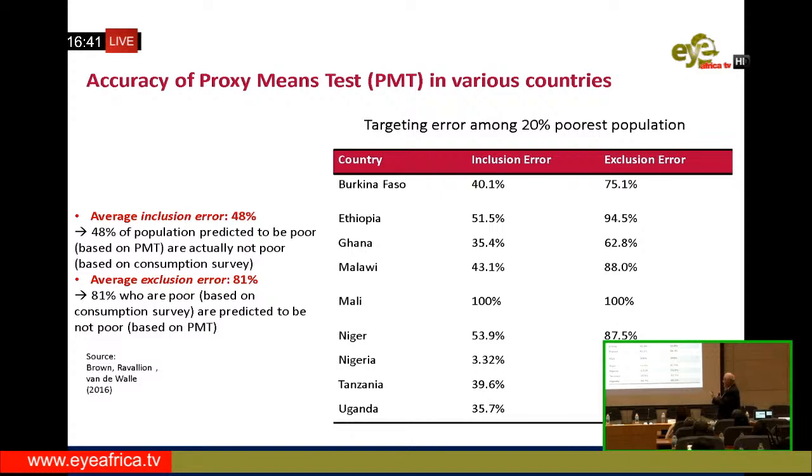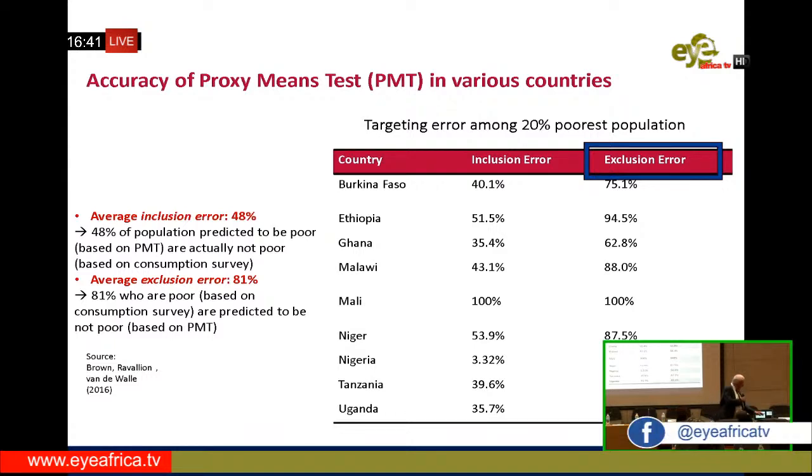This is again another table of a study we made together with Brown and Verlian and Van der Wallen. And again, look at the exclusion errors here. It's stunning. I mean, these are high percentages. And the inclusion errors, so wasting money, are still high. They're between 35 and 50%. So half of the resources you spent on money you don't want to spend them on.